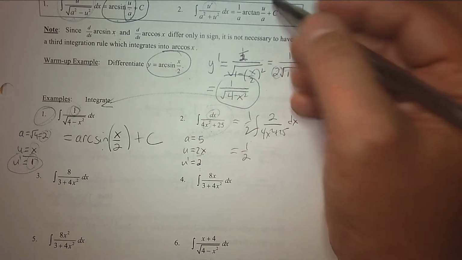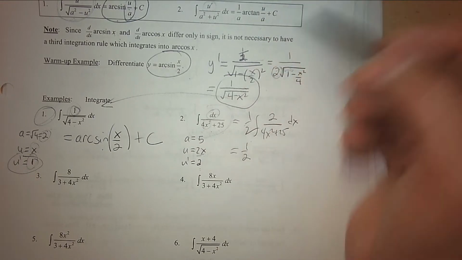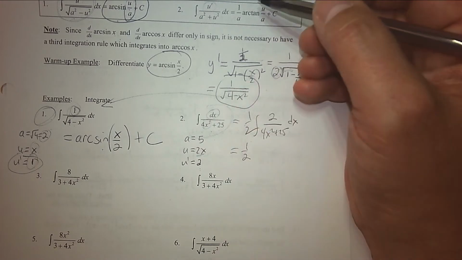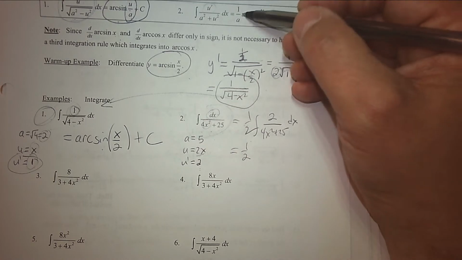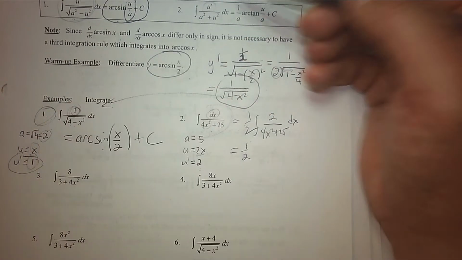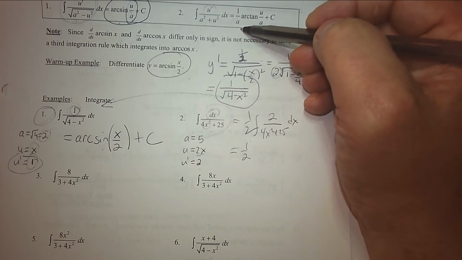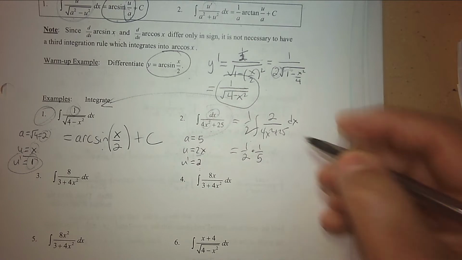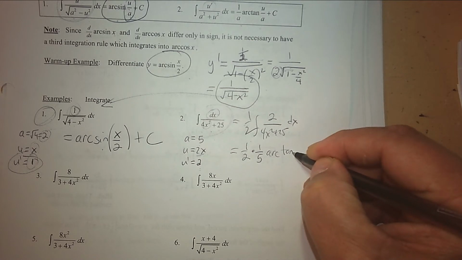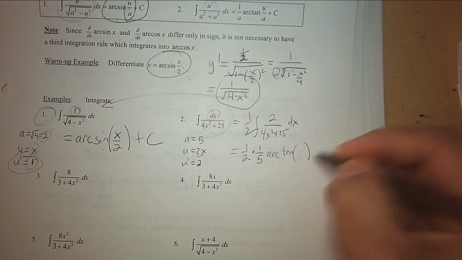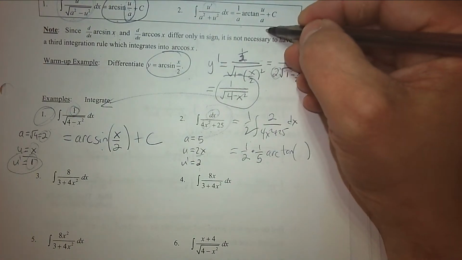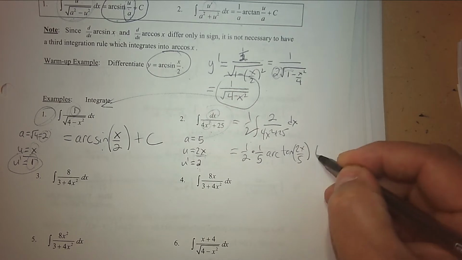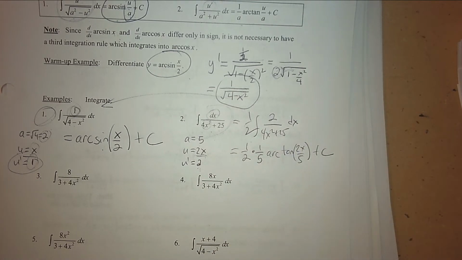Now what's the rule for arc tangent? Do you see something in front? This is different, right, than arc sine. So it starts with 1 over a. What is our a? 5. So it starts with 1 over 5. Then it's arctan. And what goes inside arctan? U over a. Our u is 2x over 5, and then don't forget the candy.